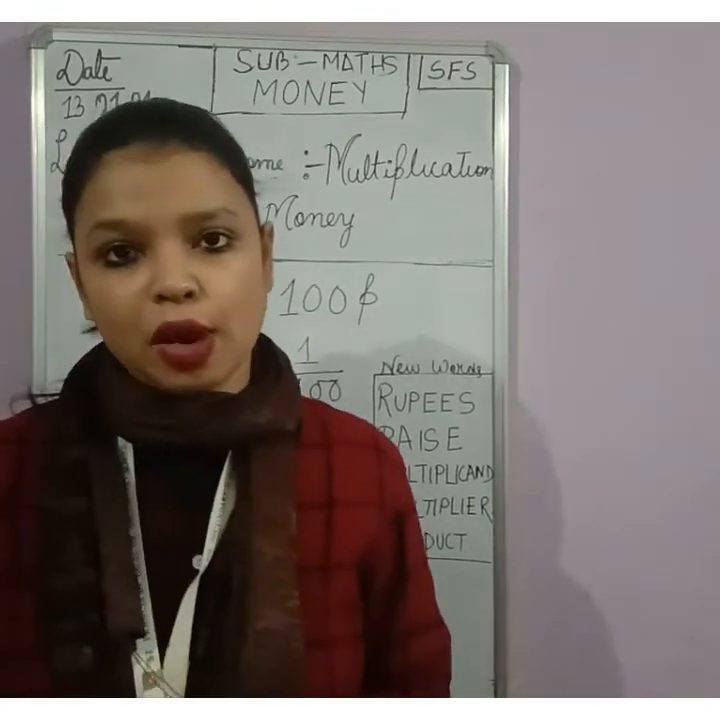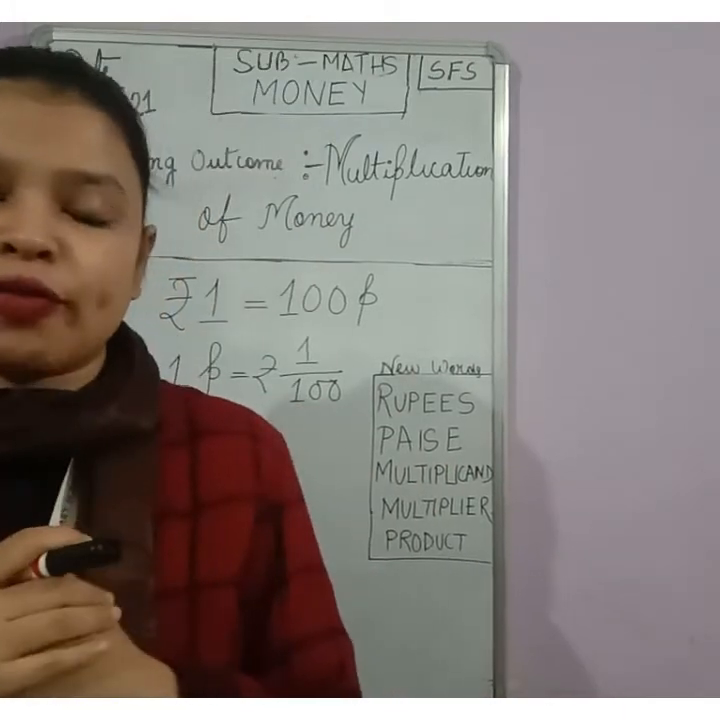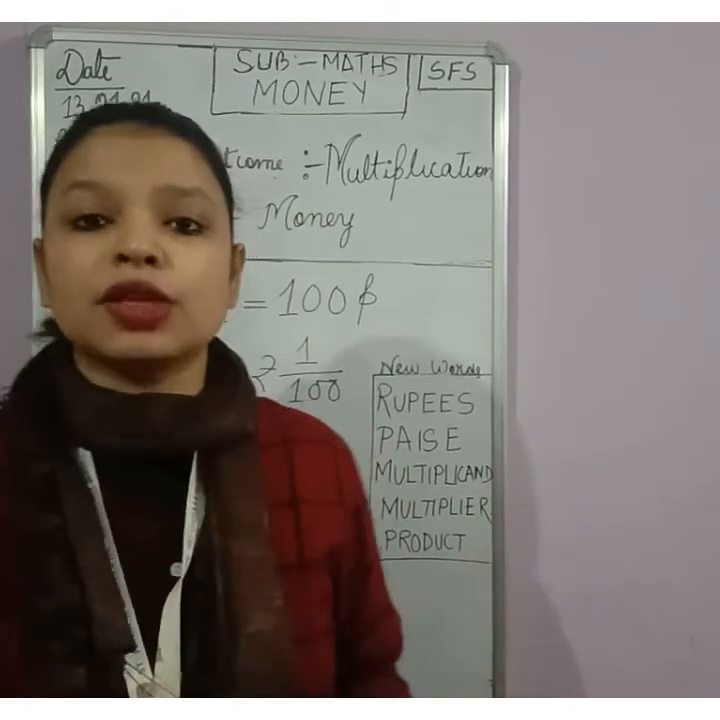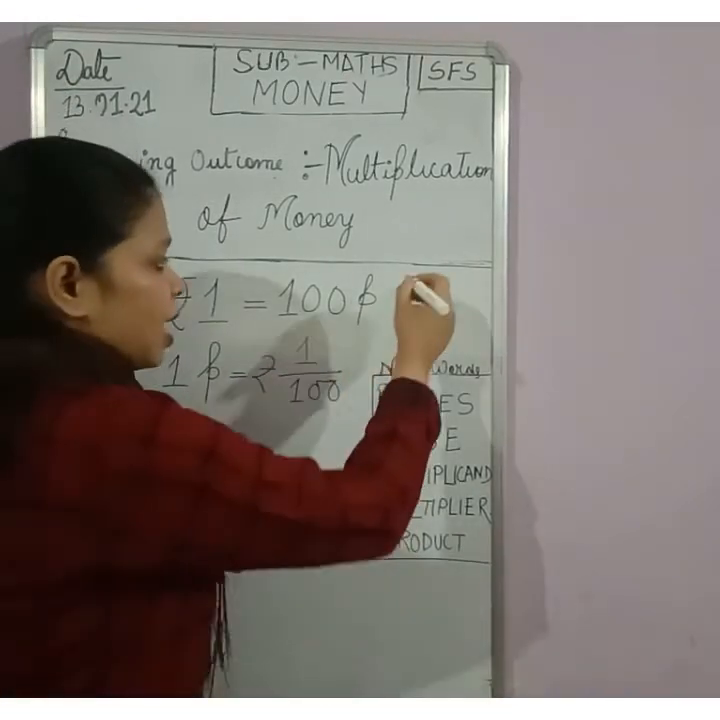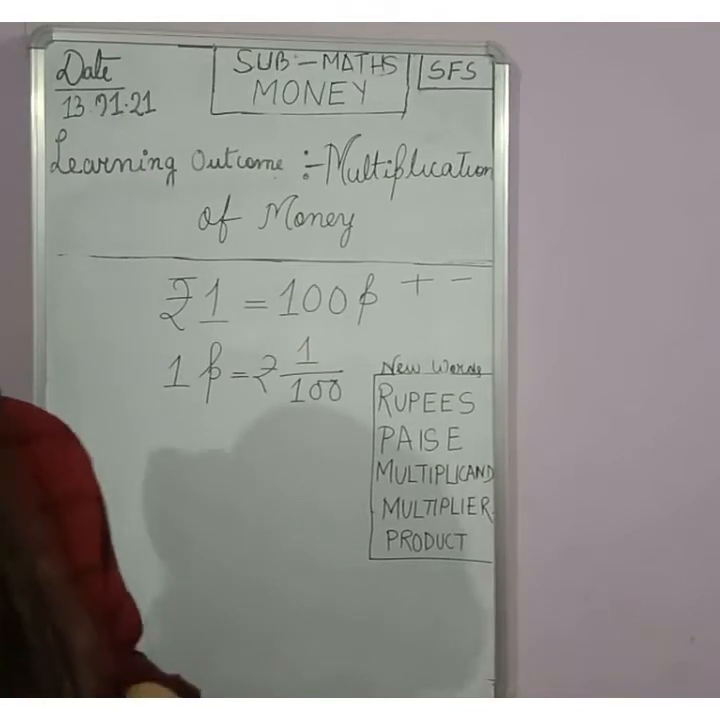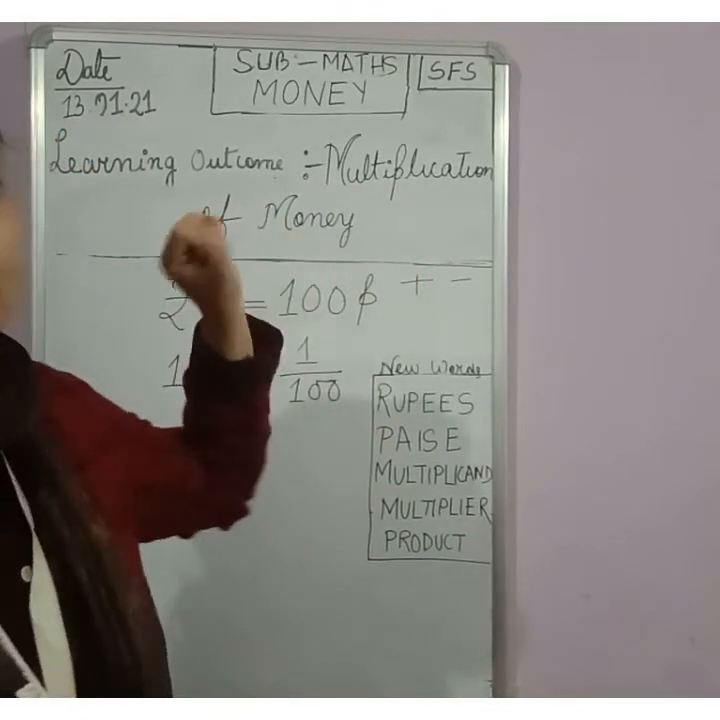Then we learned about addition and subtraction of money. In addition and subtraction of money, we are finding the sum or the difference using the mathematical operations plus and minus. So our topic is the third topic, that is multiplication of money.